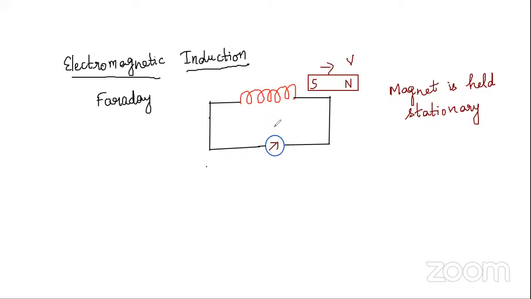So now my next question is, if you keep the bar magnet fixed and if you move the coil towards or away from the bar magnet, will there be any induced current flow in the circuit? This is my next question. Please observe carefully. The bar magnet is kept fixed. Now the coil is moved towards or away from the bar magnet. Will there be any deflection in the galvanometer?